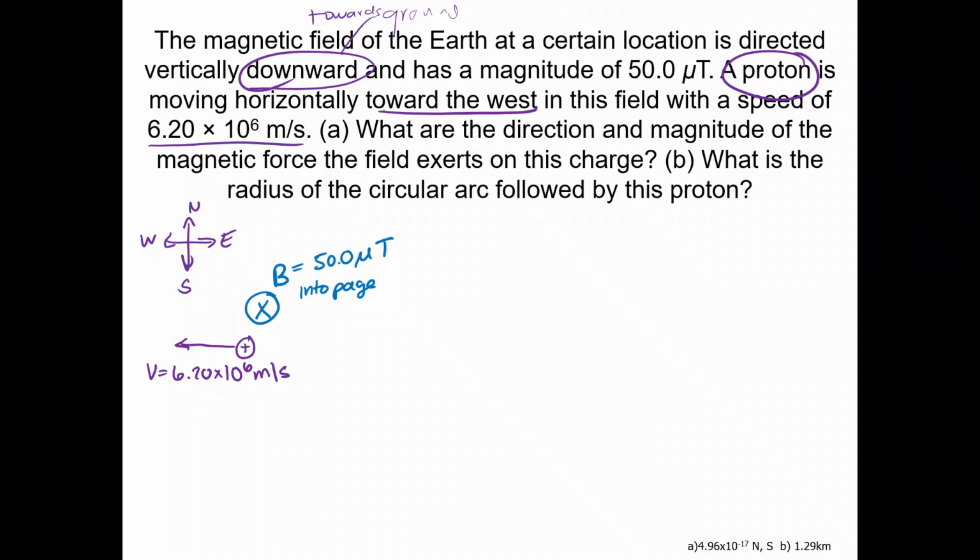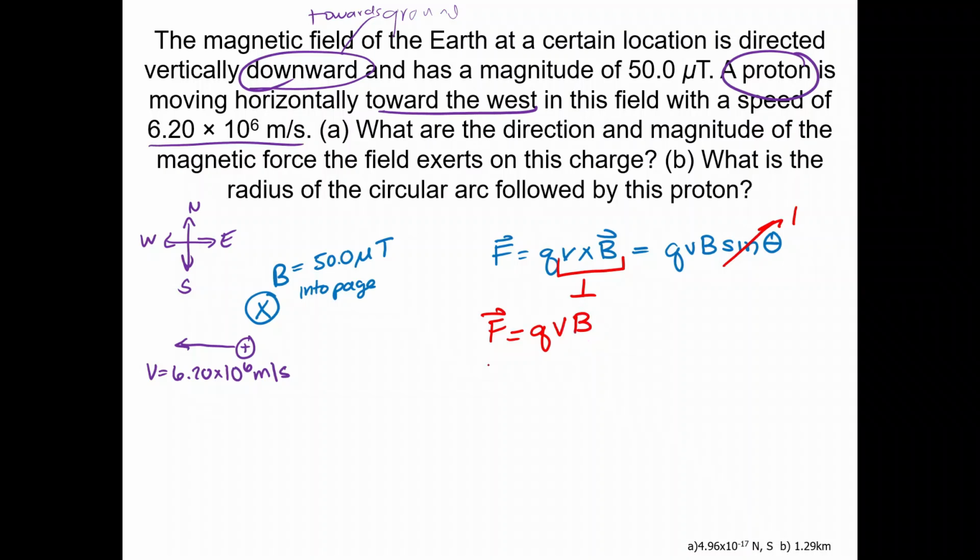So we want to know the direction and magnitude of the magnetic force the field exerts on this charge. Our cross product is qv cross B, which we could do as qvB sine theta. But since into the page and west are at 90 degrees to each other, sine theta is just equal to 1. Or, since you know that v and B are perpendicular to each other, v cross B is just vB. However you get there is up to you, whatever you like better. But our force is going to be qvB.